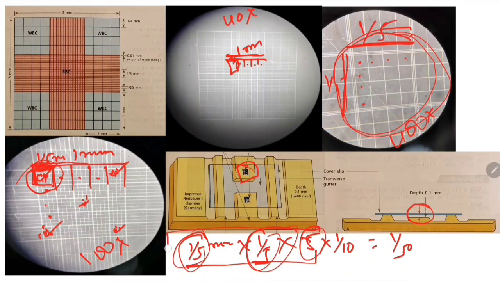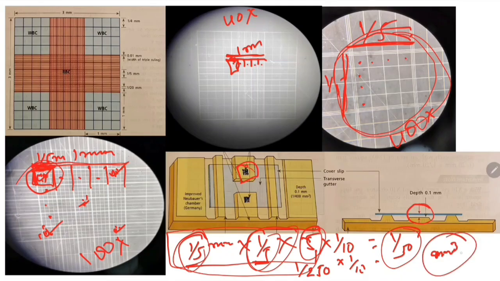Area will be 1 by 250 into 1 by 10. So finally we'll get 1 by 50 millimeter cube. So mm cube, or we can say 1 by 50 microliter. 1 by 50 millimeter cube volume will get in these 5 boxes. We have volume 1 by 50 microliter or millimeter cube volume.